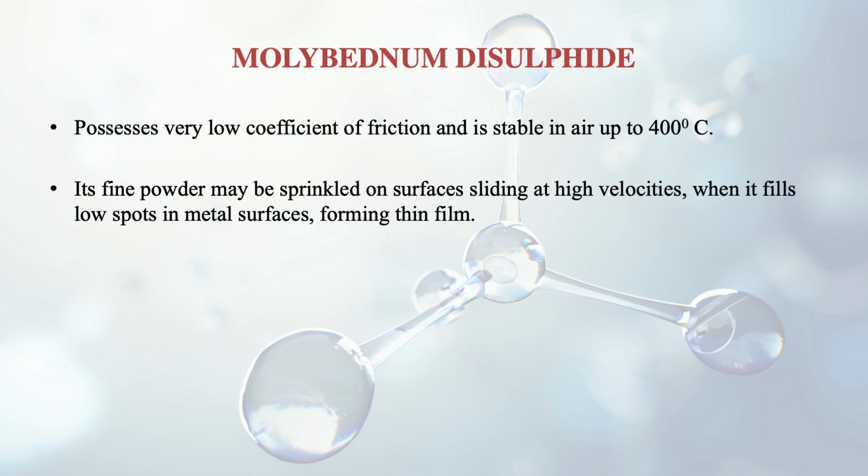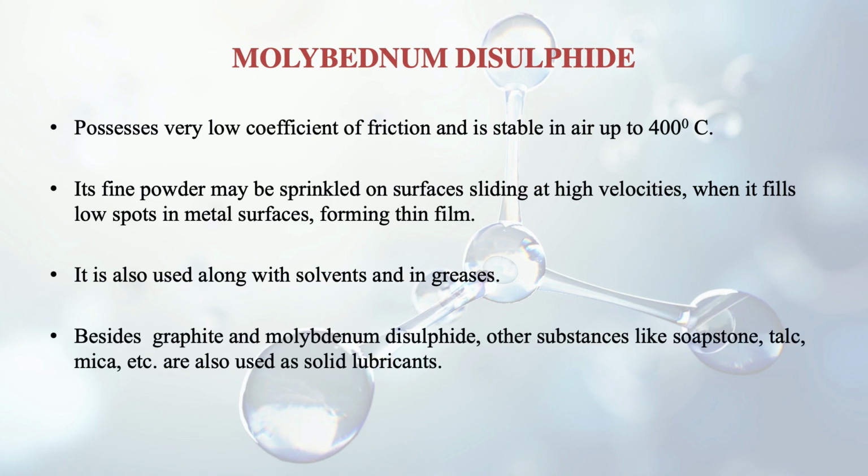Its fine powder may be sprinkled on surfaces sliding at high velocities, where it fills low spots in the metal surfaces, forming a thin film. So this is the same type of process as graphite, and it is also used along with solvents and in greases. Besides graphite and molybdenum disulfide, there are other substances also, like soapstone, talc, mica, etc., and these can be used as solid lubricants.